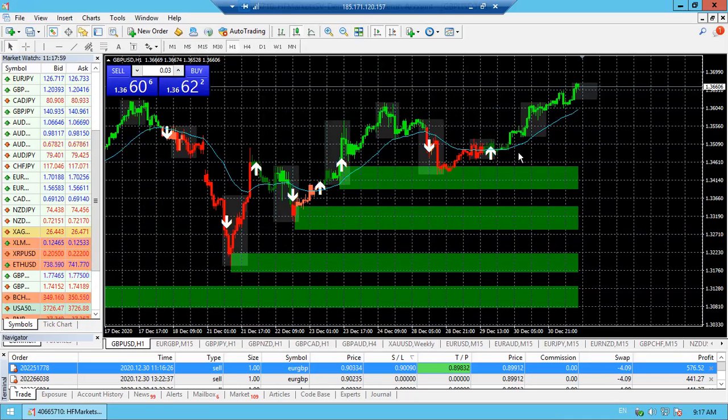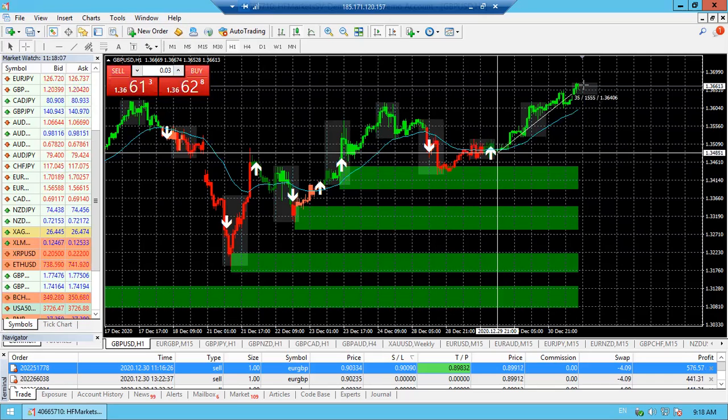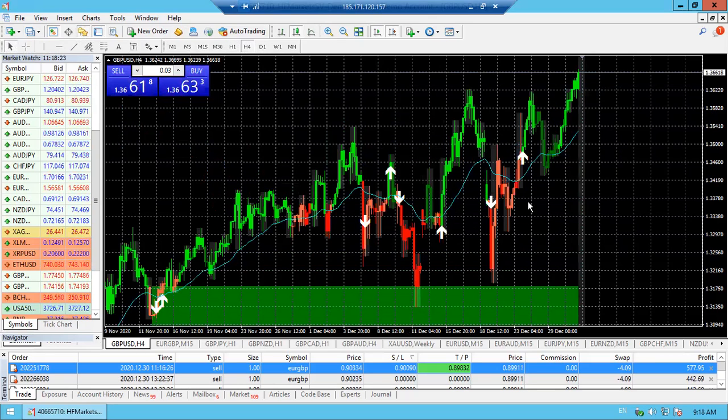Wow. This is GBP USD, and it has been buying for some time now. It has bought, a very high move. How many pips is this? Wow. 187 pips. Let me see what's going on.